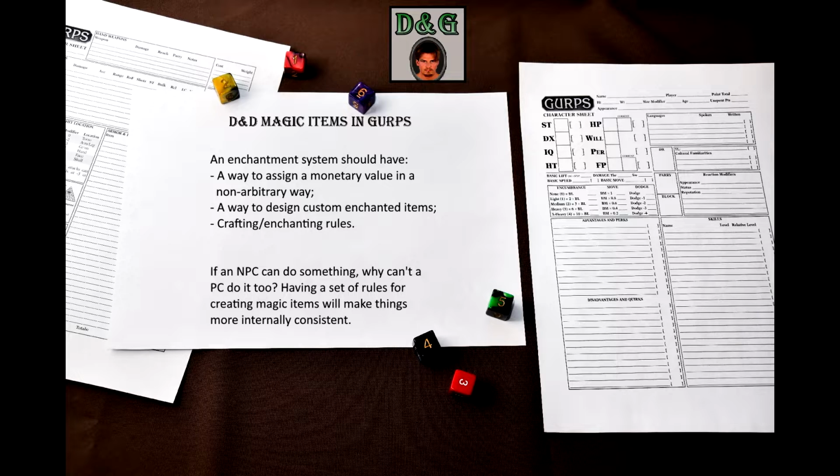A way to design custom enchanted items. For example, magic items in GURPS Magic for the magic skill system all have predefined effects and arbitrary costs. I want to be able to design my own item and have a way to determine its cost in a consistent way. A way to actually create the item.